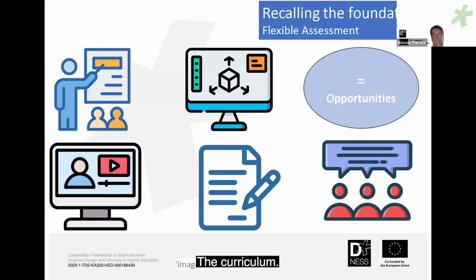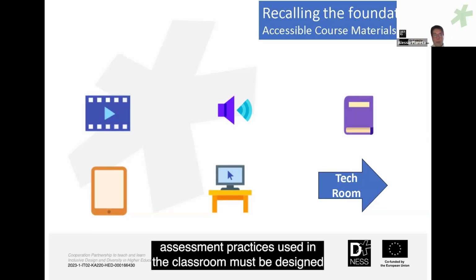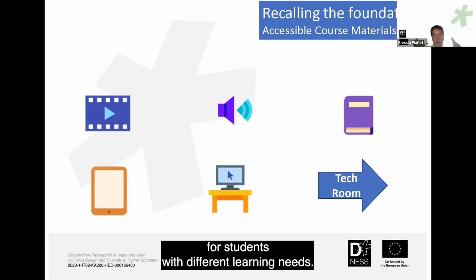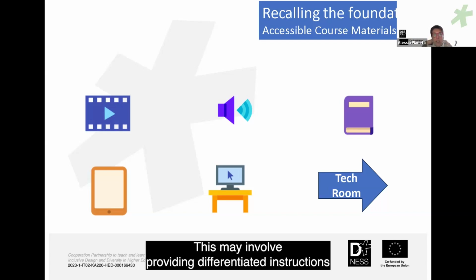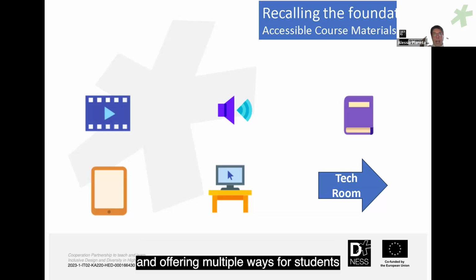The curriculum. Accessible course material, curriculum, teaching methods, and assessment practices used in the classroom must be designed to be accessible and engaging for students with different learning needs. This might involve providing differentiated instruction using universal design for learning principles that we have already seen, and offering multiple ways for students to demonstrate their knowledge.